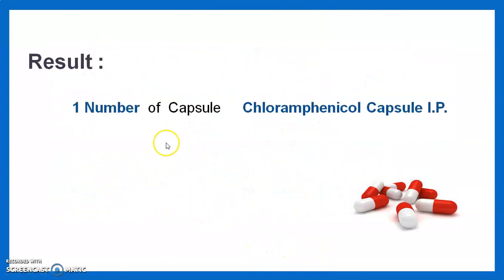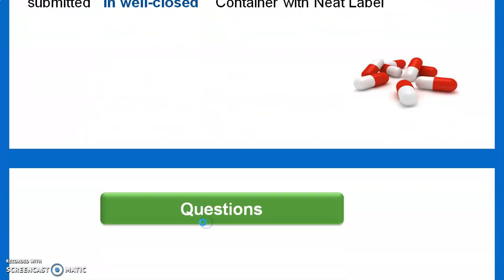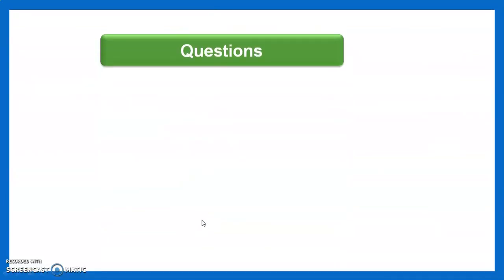Result should be written as: here we prepare 1 capsule, but we can also prepare 1 extra capsule, and on that we perform the different tests. The result can be written as 1 number of capsule, chloramphenicol capsule IP, is submitted in a well closed container with a neat label. Then we move toward the question answer session.